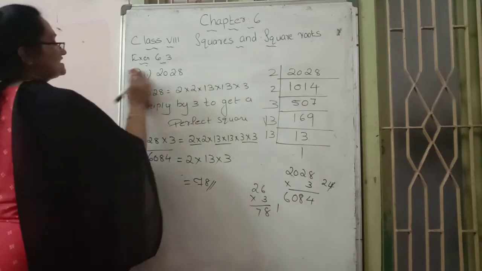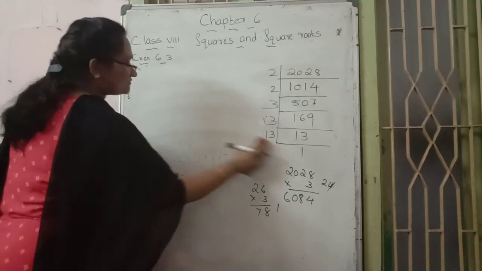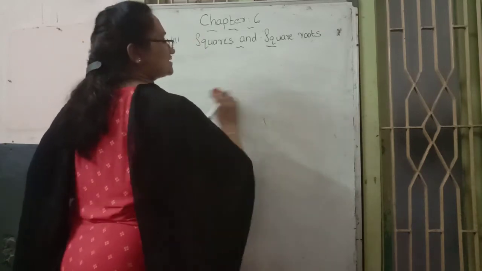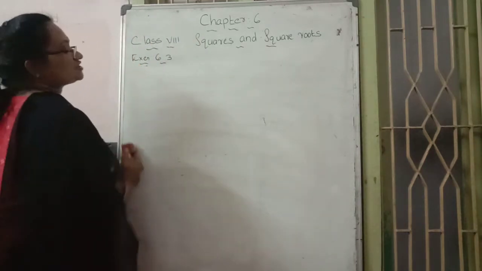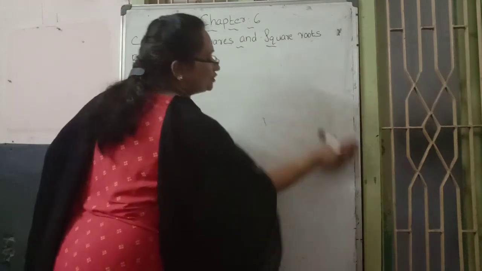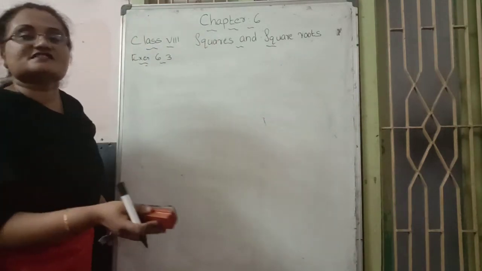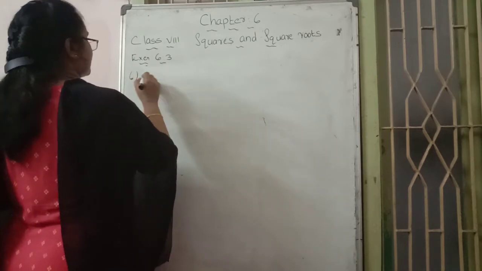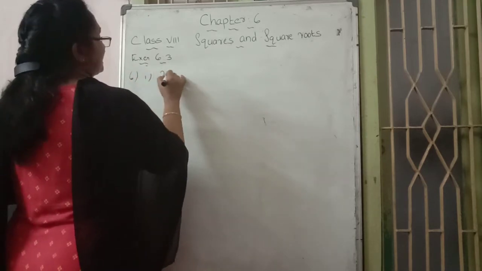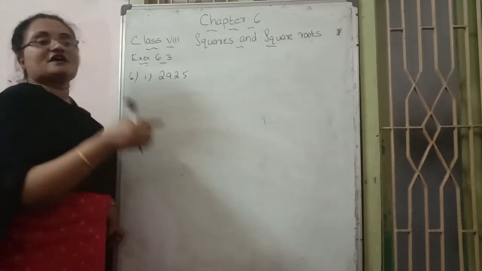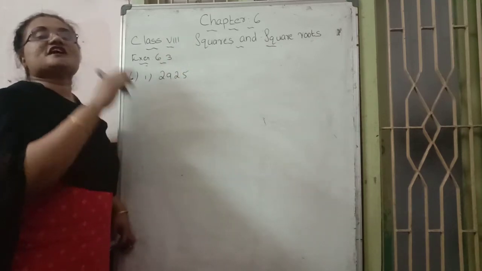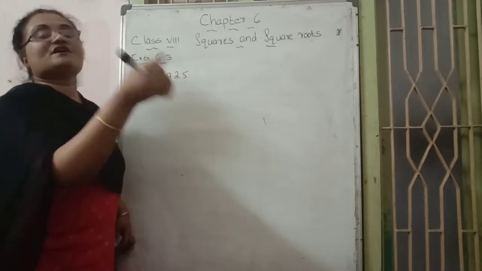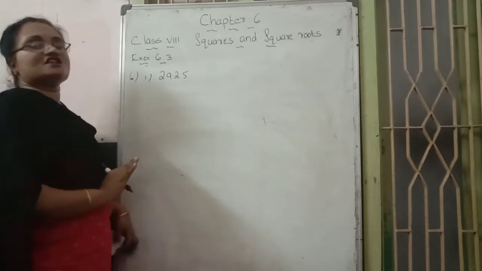Sixth Roman. Next we go through the sixth Roman. Sixth Roman is the division case. Here we were doing multiplication. Same model, but in place of multiplication, we do division and make it a perfect square. Sixth Roman, division case. First question: 2925. By which number dividing can we make it a perfect square and find that perfect square root? That is the meaning of the question.